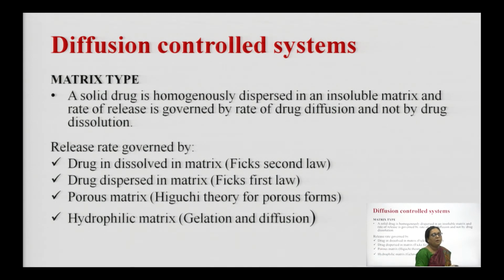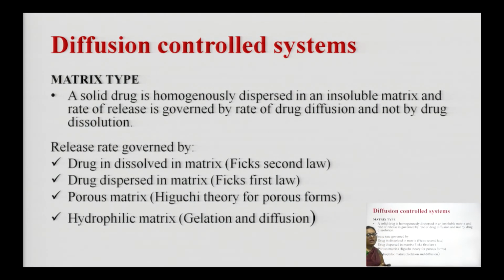Diffusion controlled matrix type of systems. In these systems, a solid drug is homogeneously dispersed in an insoluble polymeric matrix, and the rate of release is governed by the rate of drug diffusion and not by the rate of drug dissolution. The rate of release can be expressed in different ways.